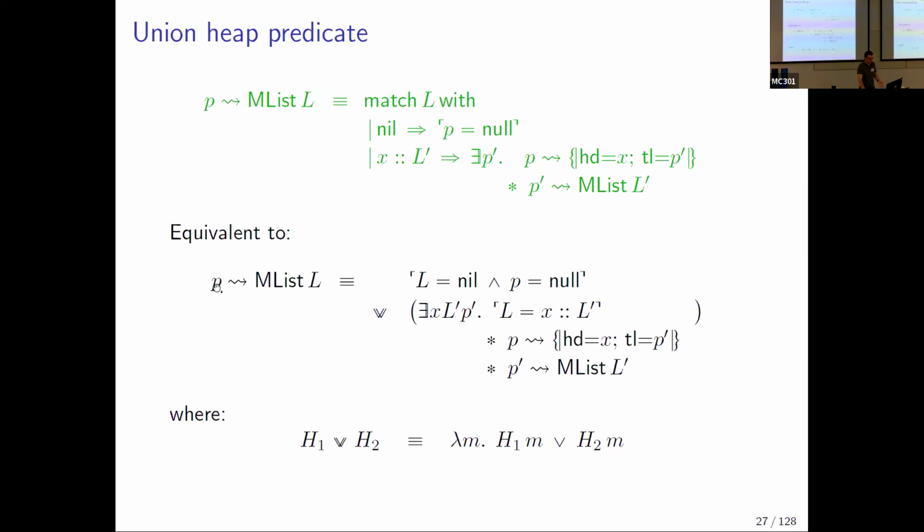Okay, so maybe I should read it. P points to L if L is nil and P is null, or there exists X, L prime, P prime, so that all of those are true. And so L prime here is just existentially quantified, so you cannot know that it decreases. In fact, it could not terminate if you have an infinite memory, but that could still be fine in some logics. But that was mostly to introduce this union of heap predicates, which is an OR just pointwise.